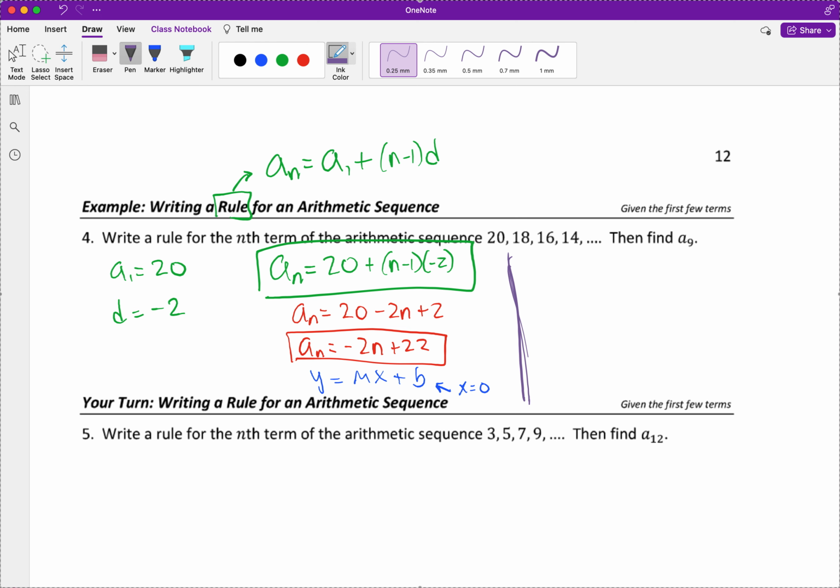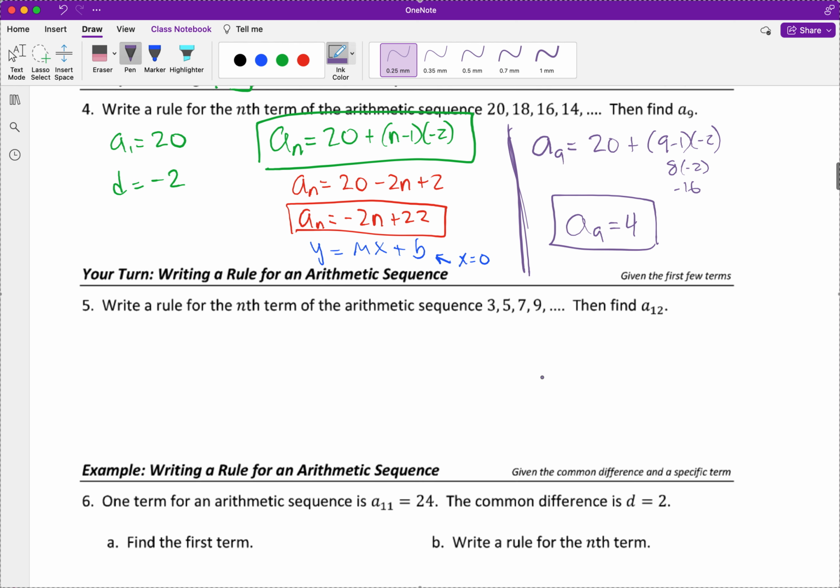Alrighty. They asked us to find an here. So before we finish this one, I'm going to find an. Remember that little n is just saying that n equals 9. So I'm going to do 20 plus n minus 1 times negative 2. And so let's see, I'm so good at math, I can do this. N minus 1, that's 8, times negative 2, that's going to be negative 16. So I'm going to get that an equals 4. Now, you would probably have a calculator for this, and so you could use it to figure it out. But also you could do that math.